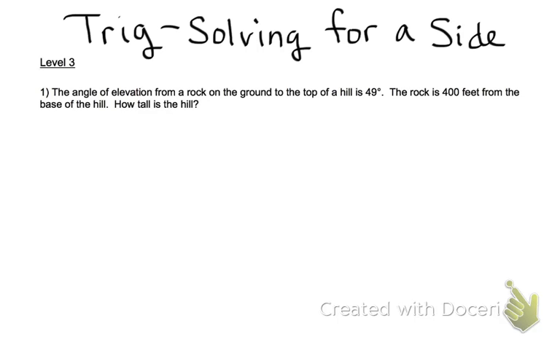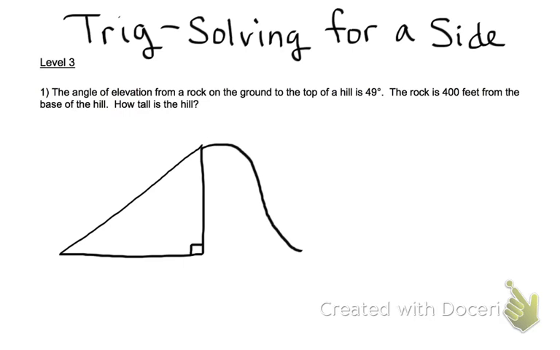So first, I'm going to draw my right triangle, and I'm going to draw a little picture. On the right side, this is my hill. So let's assume that's my hill right there, and I'm going to label that hill. And down here is my rock on the ground. I'll label that my rock.